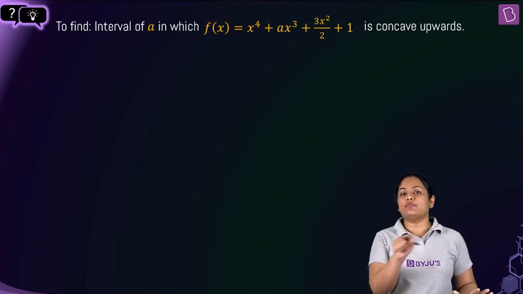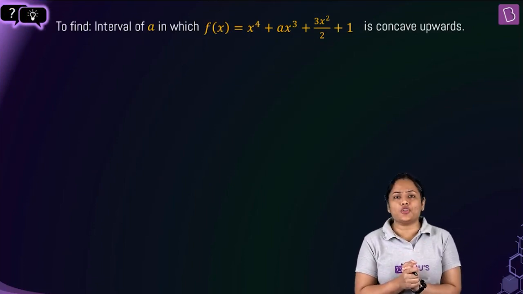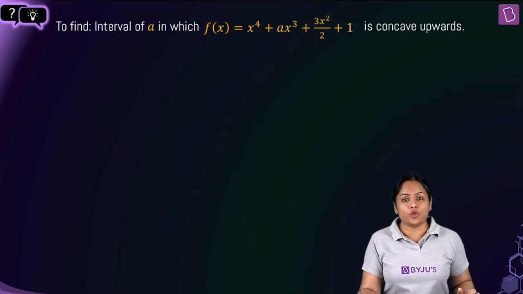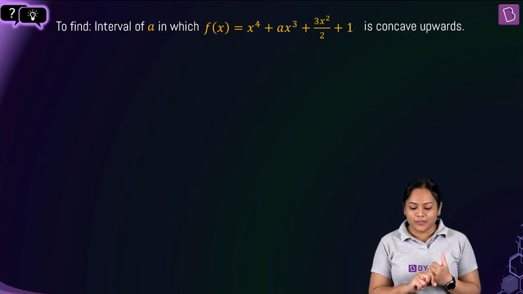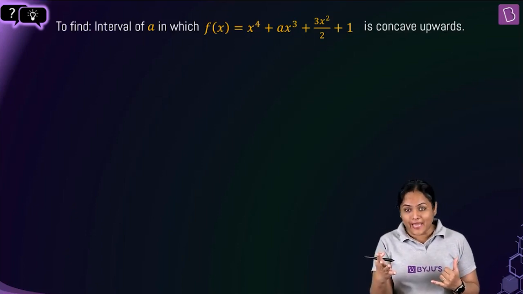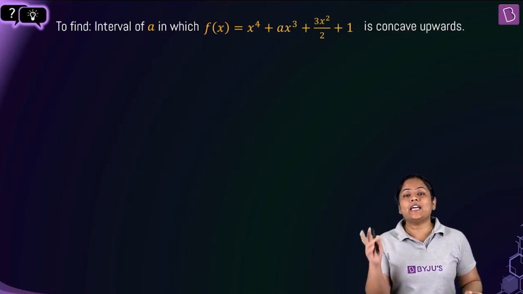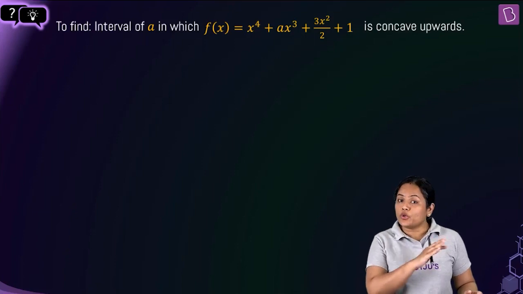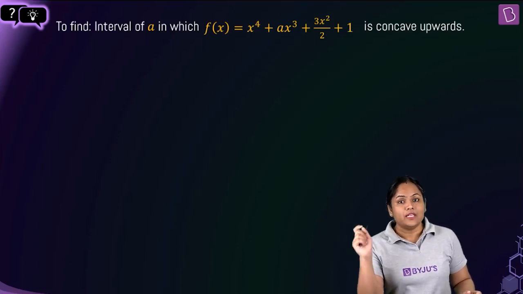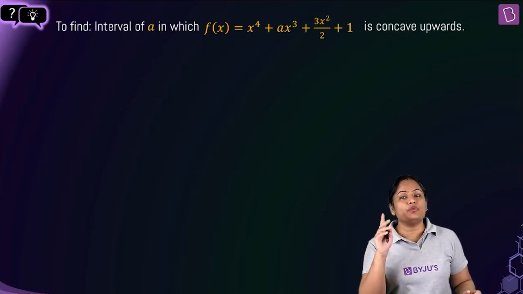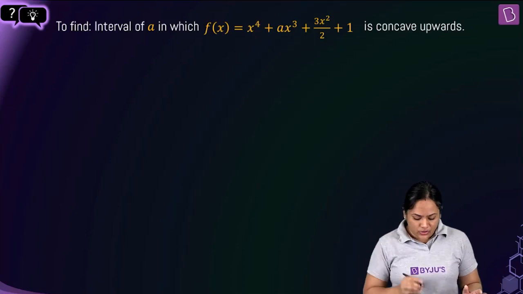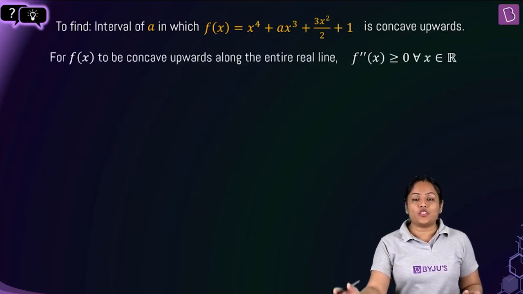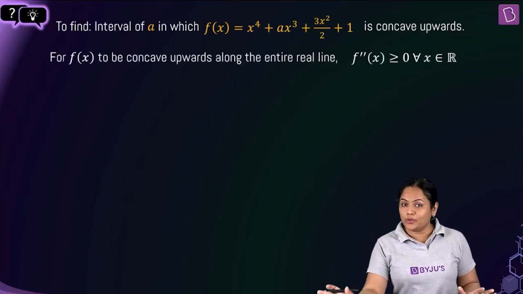For this kind of question, do pay attention to how we are approaching it. First of all, it has to be concave upwards. That means f''(x) should be greater than or equal to 0 for all real values of x. And whenever it's equal to 0, we have to keep in mind that its sign does not change around that point. So the condition is that f''(x) should be greater than or equal to 0.